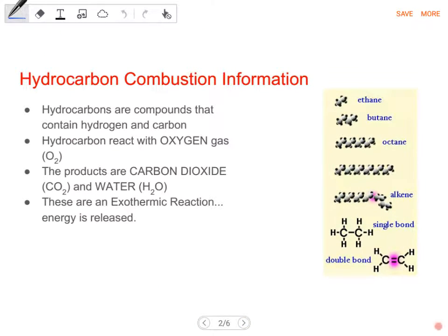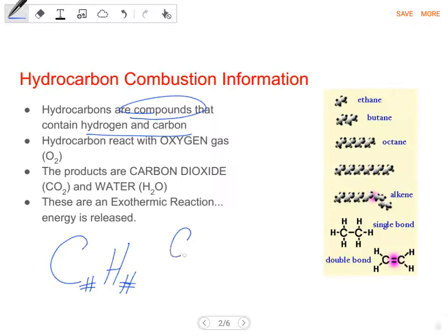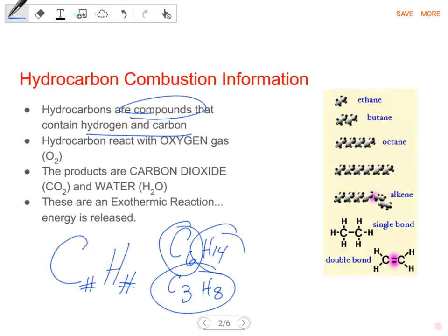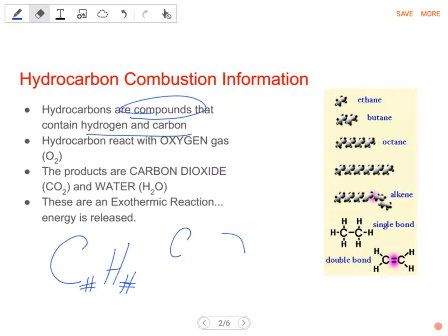Now, I think the first thing is, what are hydrocarbons? Hydrocarbons are compounds that contain hydrogen and carbon. That's it. They typically look like this. It's C with some number of carbons and some number of hydrogens. That's what they look like. So it could be, for example, C6H14, or it could be C3H8. The point is that you have a number of carbons and a number of hydrogens put together.